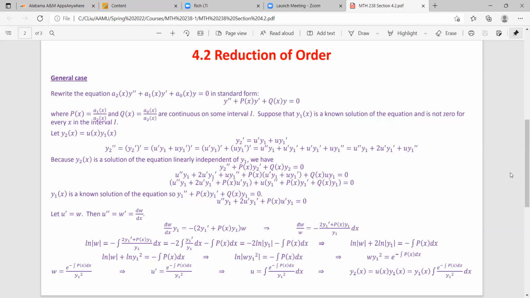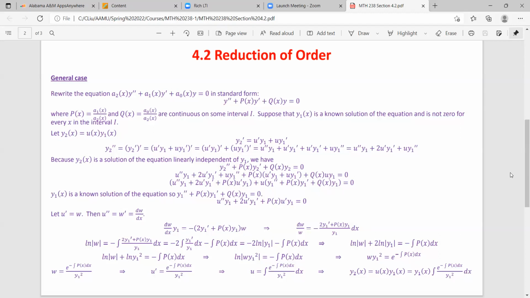So if you do that, you're going to get u double prime y1 plus 2u prime y1 prime plus u times y1 double prime. So that's just y2 double prime, plus p times u prime y1 plus u times y1 prime. So that's just y2 prime, plus q times u y1. All right.